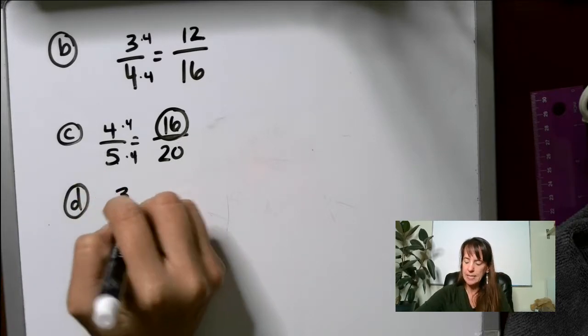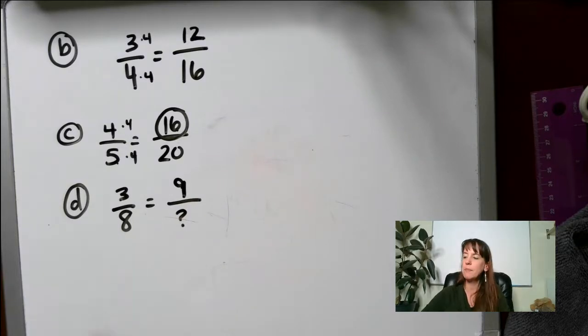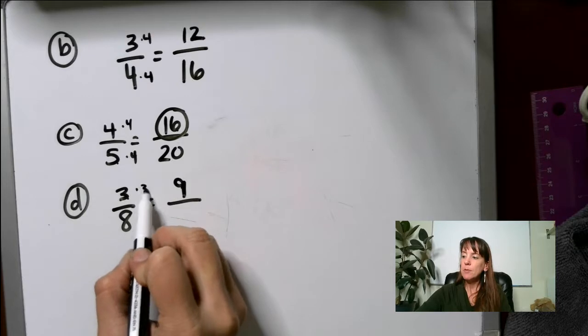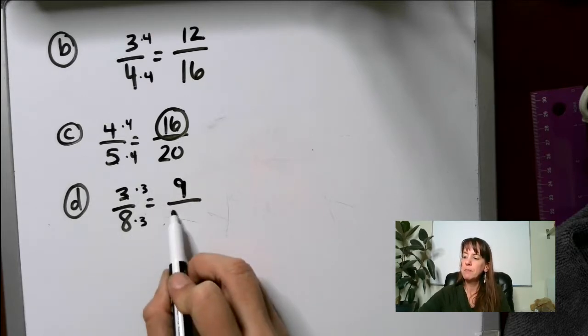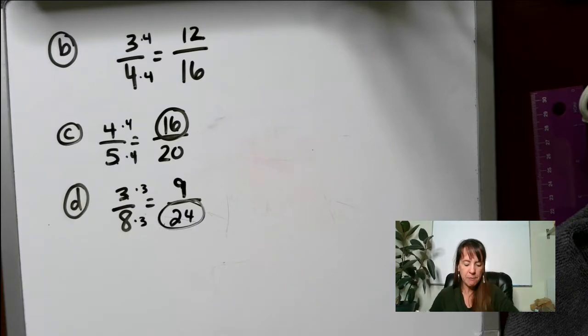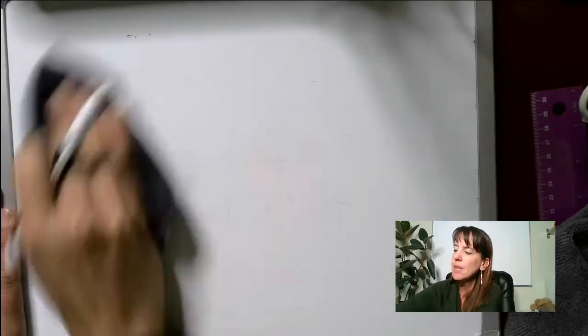3 over 8 equals 9 over question mark, right? What do I need to multiply 3 by to get 9? Times 3. Means I've got to do it on the bottom, so I get 24. 24 for D. E, find a fraction equivalent to 3/5 that has a denominator of 10.